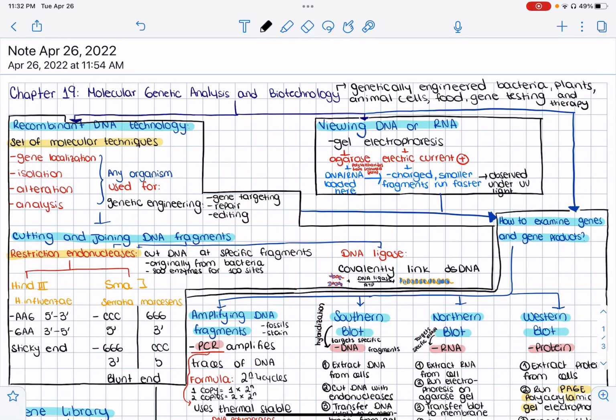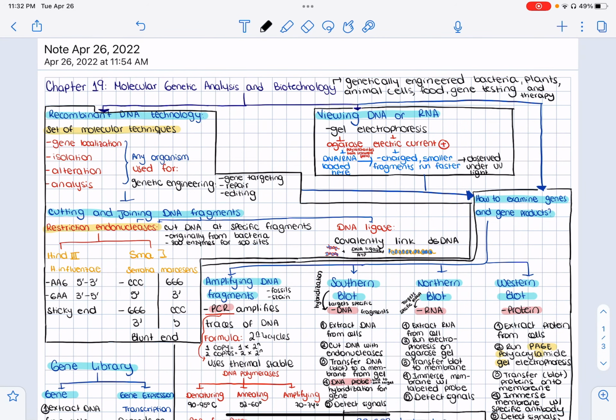Lastly, biotechnology has great application in genetically engineered bacteria, plants, animals, cells, food, gene testing, and therapy to meet the demands of modern day life. Okay, that's all for chapter 19.